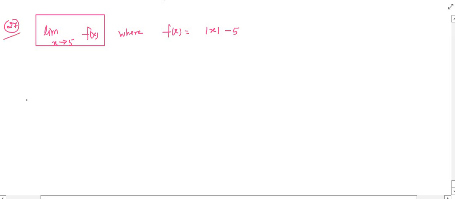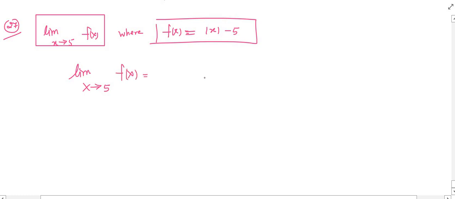Now question number 27. So you have to find limit x is going to 5 where f(x) is this. So f(x) does not have any two definitions, means it is not changing. So we don't have to find LHL or RHL, we can solve directly. There are not 2-3 definitions. 5 mod of this. Directly put 5 and get the answer.